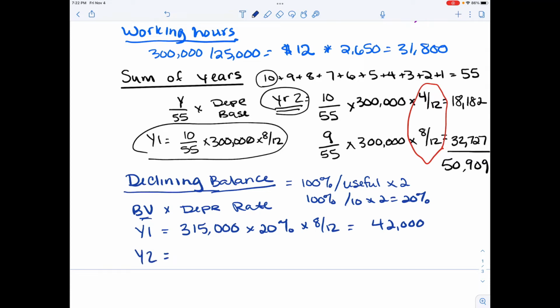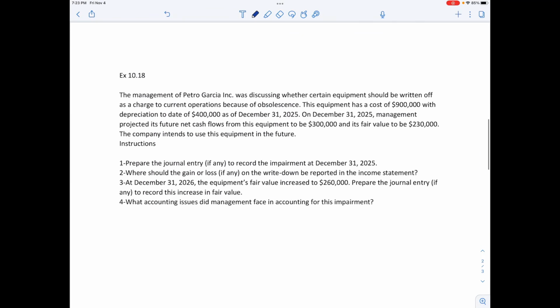That means in year 2, I'm going to take my book value, which is cost minus my accumulated depreciation, and multiply that by 20%. I don't need to allocate it by a percentage because it's for a full year. So in year 2 this would be $54,600. And that's what they were trying to calculate. So hopefully that helps walk you through an example of each of those methods. Now we'll take a look at impairment.